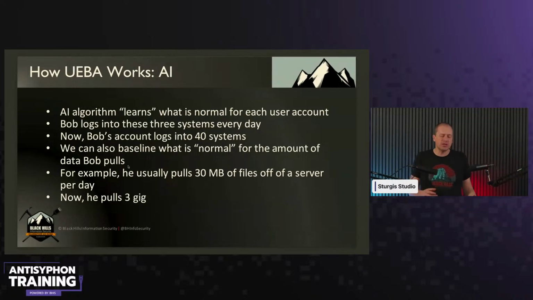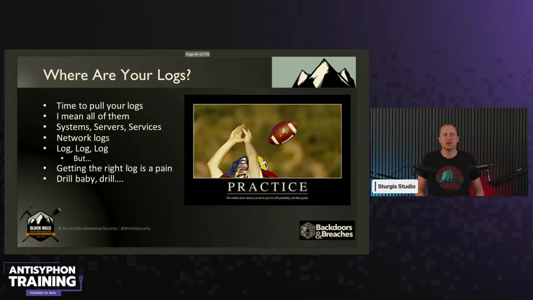Because if we have an Edward Snowden situation where all of a sudden the John Strand account is pulling down every single file on a file server, that is well outside of the bounds of what John Strand does normally. And AI algorithms will say this is well outside of the realm of what we see normally. We need to generate an alert and it needs to be investigated as well. So now we get into a question of where exactly are your logs?